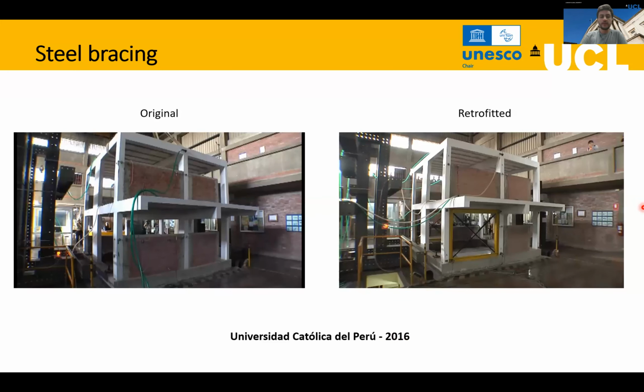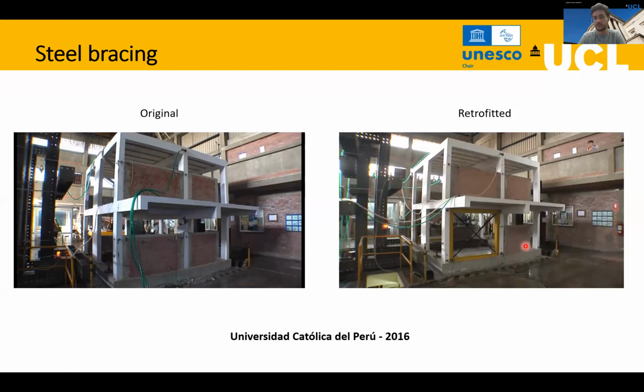Here there are two videos of a test that was done at Universidad Católica del Perú in 2016. They wanted to see the formation of the short column over here. So you can see in this building, they tried to do a school building. This is a classroom. In here, you have the restriction of the infills on both sides. So all the deformations will concentrate in this short part, and therefore the shear. The stresses will be higher than the capacity of the elements, and you will have that type of damage.